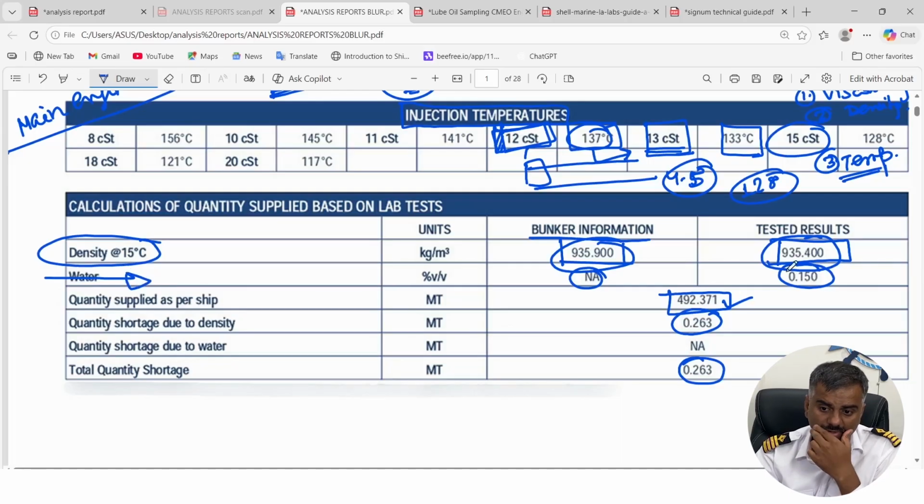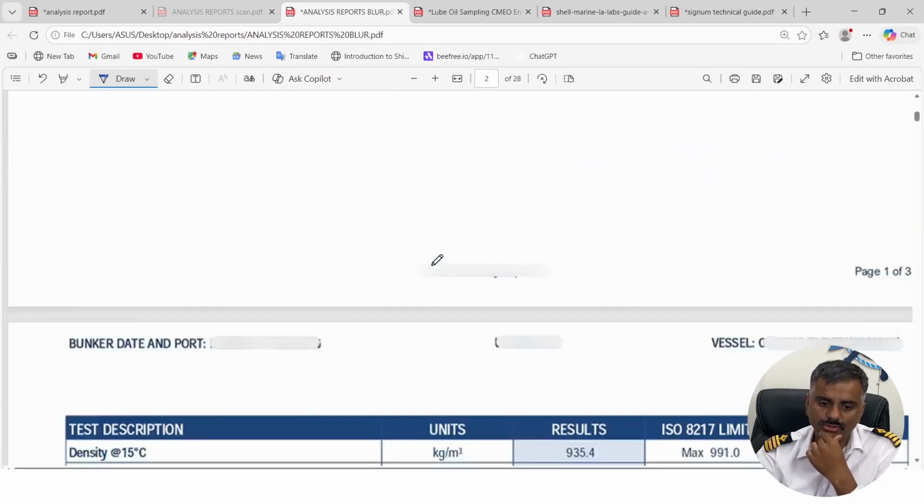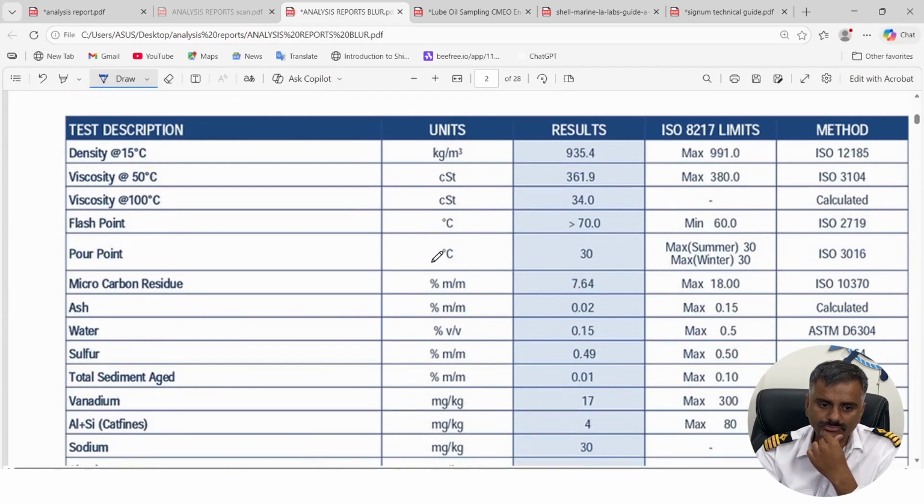If the water content is more, in that case also, because of more water content, your oil will be short. So that is also one case mentioned here, quantity shortage due to water content. Okay, that also your lab will judge.